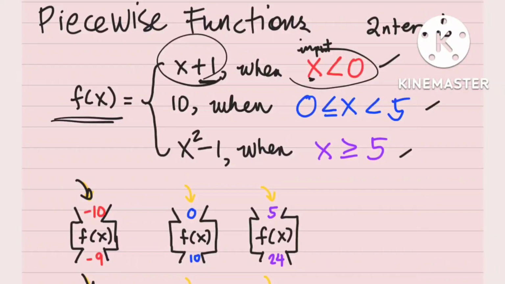Going back to our piecewise function, it also says that if our input is between 0, including 0, this symbol indicates that the number 0 is included in the set. So from 0 to 5, but 5 is not included. So if we input a number that is inside this interval, the output will be automatically 10.